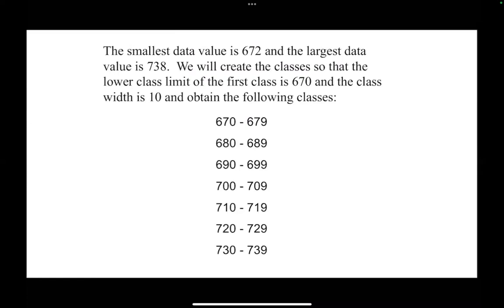I'm not going to be upset with you if you decided to keep your lower class limit of the first bin at 672. But personally, I like pretty numbers. So there you go, this gives me my classes. I have 1, 2, 3, 4, 5, 6, 7. So I have 7 bins.